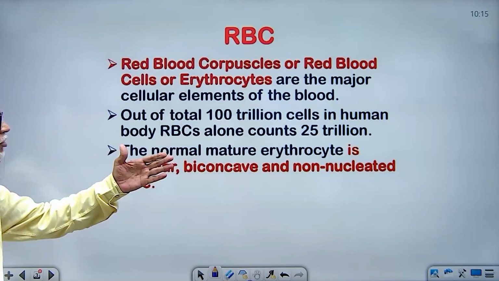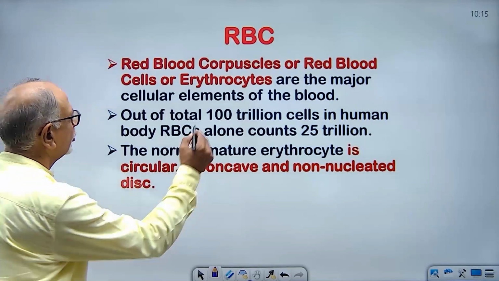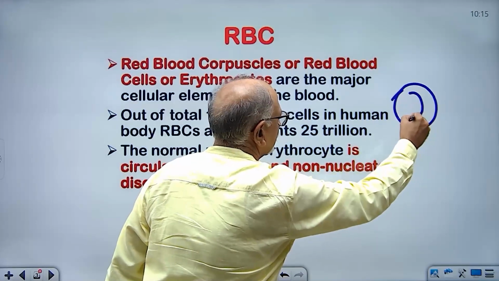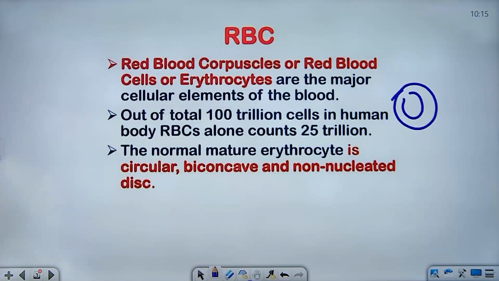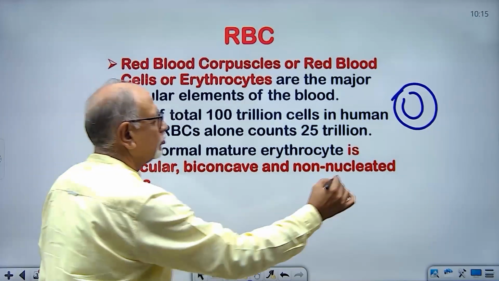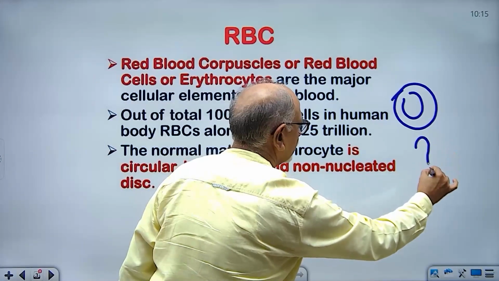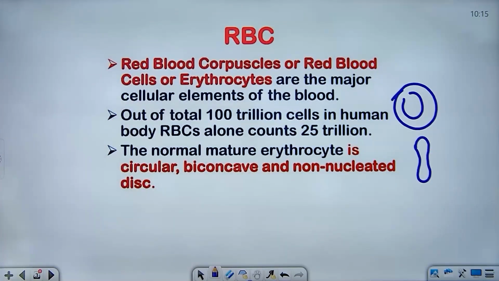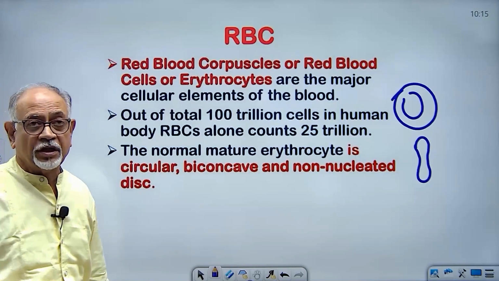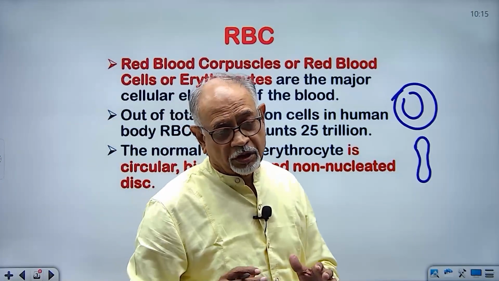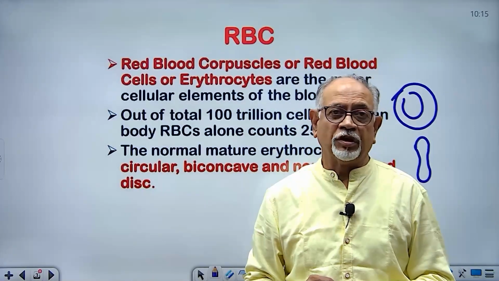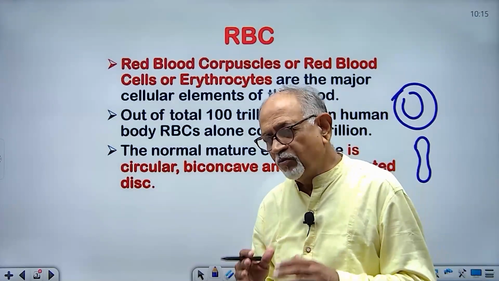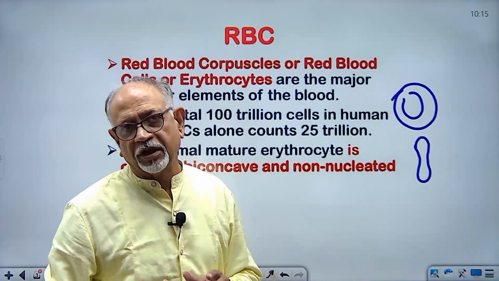The normal mature erythrocyte is circular, disc-shaped. It is biconcave. It looks like this, and it is non-nucleated, as when the erythrocyte matures, the nucleus disintegrates and the hemoglobin is accommodated in the whole cell.